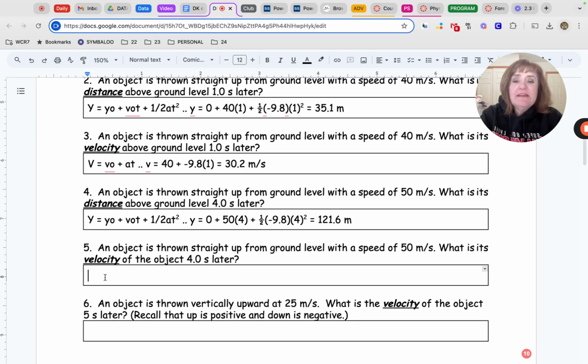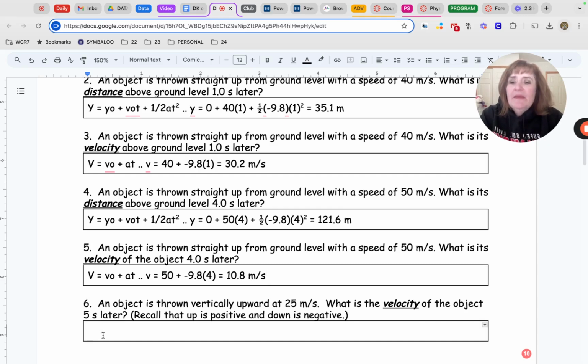What is its velocity 4 seconds later? Again, kinematic 1, v is equal to v naught plus at, so v is equal to 50 plus a negative 9.8 times 4. Now watch this one. 50 plus a negative 9.8 times 4 is 10.8 meters per second. So are you on the way up or on the way down? You should have said on the way up because it's still a positive velocity.